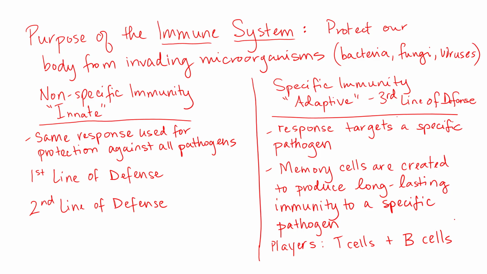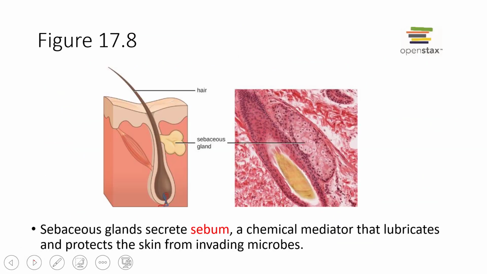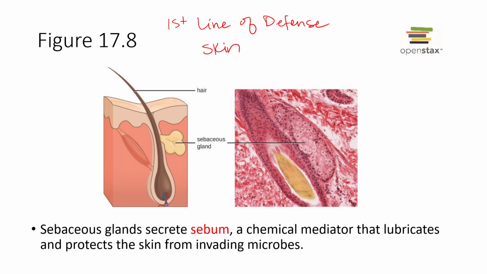So what is the first line of defense? Well, let's take a look. Our largest organ is the skin. Now this is going to make up our first line, our first line of defense. So one example would be the skin.